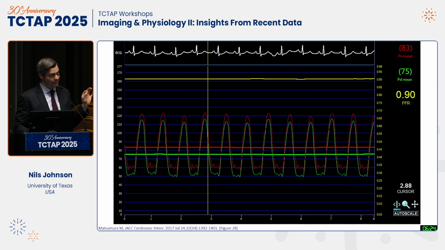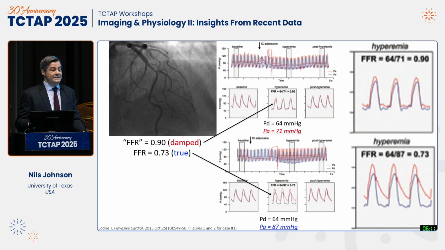You'll notice as you come back to the pressure tracings that the aortic signal has lost its dicrotic notch. It no longer has a nice gentle fall during diastole. In fact, it looks very much like the ventricular waveform. This is an example of what can happen in terms of the measurements. It's one of the few times where you can get a false negative FFR.